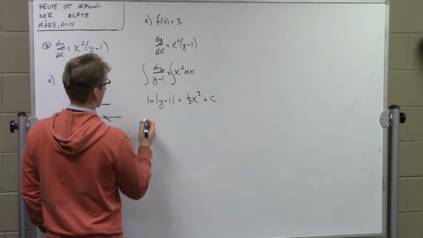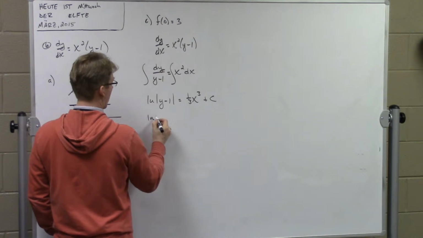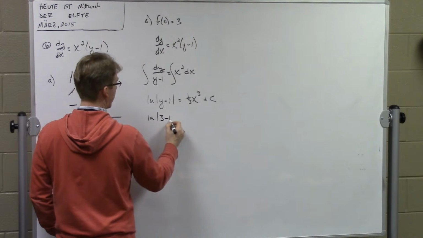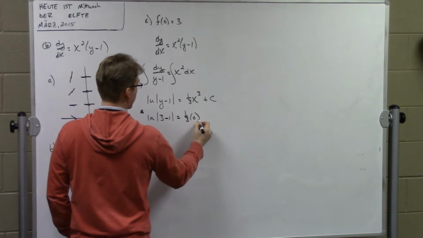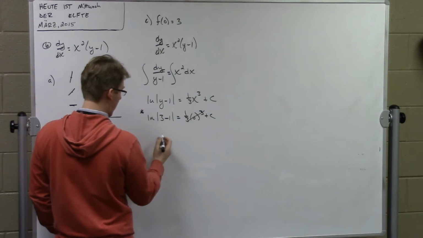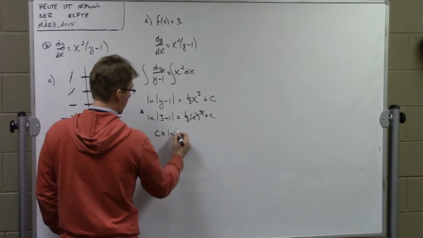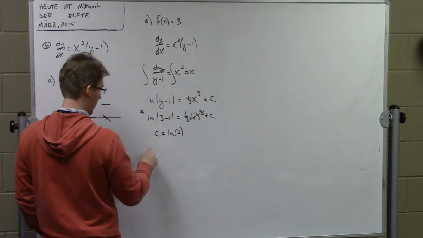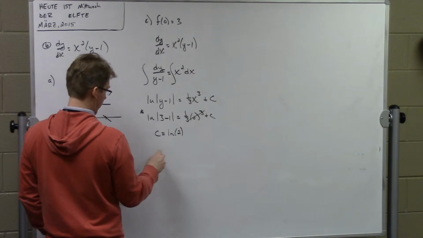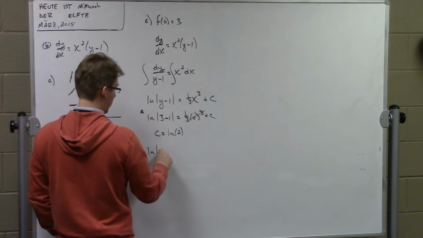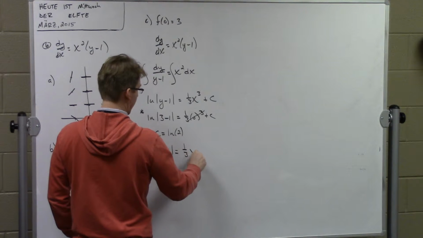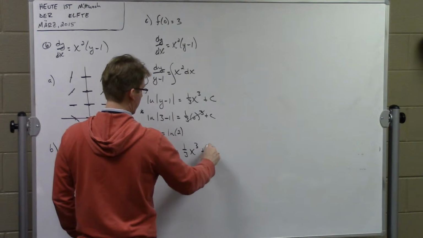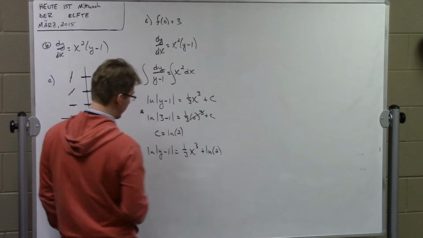I'm gonna exponentiate, slap an e on that, but, oh, sorry, let's find c. So we get natural log of 3 minus 1 is equal to 1/3 times 0 cubed plus c. That one's gone, so we get c equals natural log of 2. Where does that put me? Natural log, absolute value of y minus 1 is equal to 1/3 x cubed plus natural log of 2.